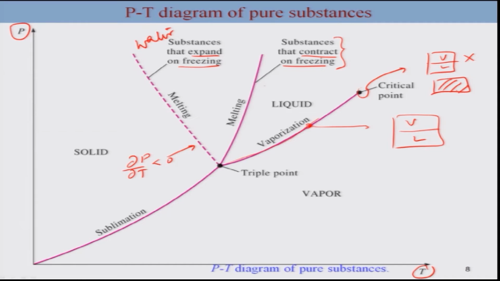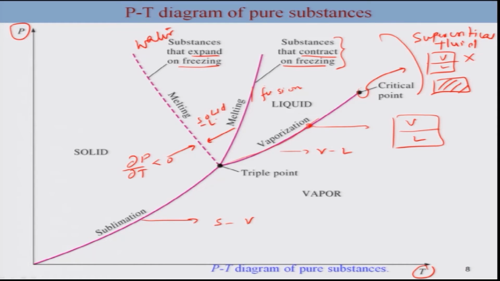It is difficult to distinguish, and this region here is supercritical, and we will talk about supercritical fluid later in this course. Okay, so this is a vaporization line, which means the vapor and liquid are at equilibrium. This is the sublimation line, which means solid and vapor are at equilibrium. This is your melting or fusion line. So, fusion means solid and liquid are at equilibrium.